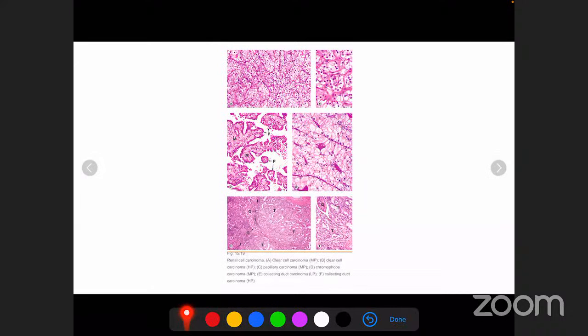And this we have to specifically mention on the reports. Why? Because oncologists want to know whether it is clear cell versus non-clear cell. The therapy is totally different. So oncologists want it mentioned on the report.